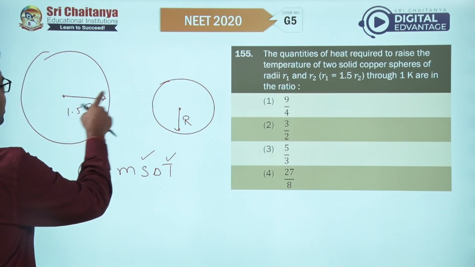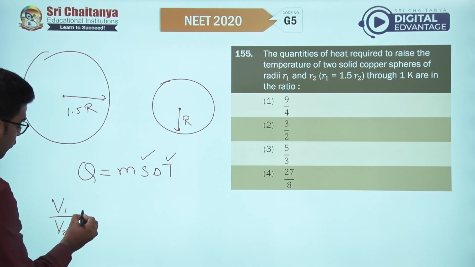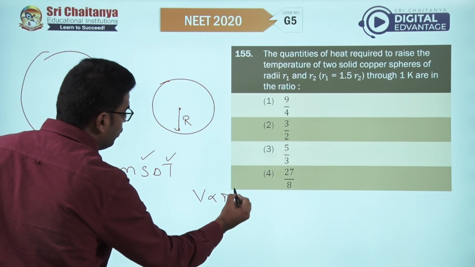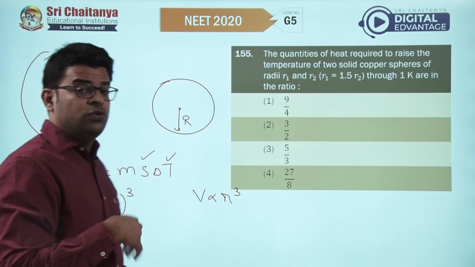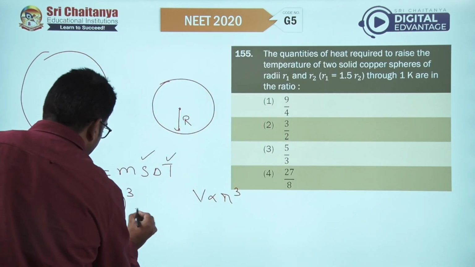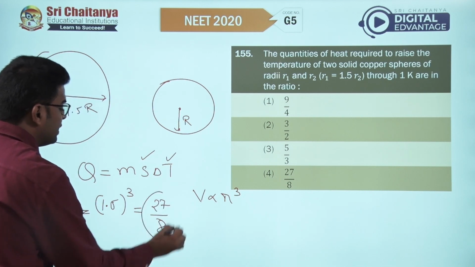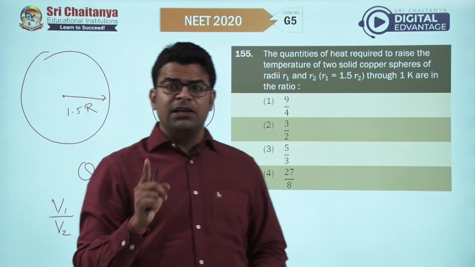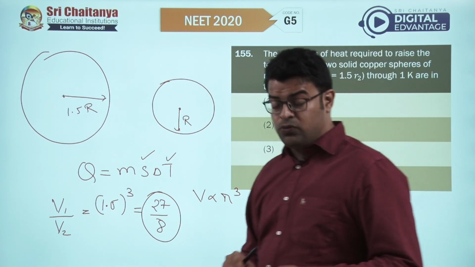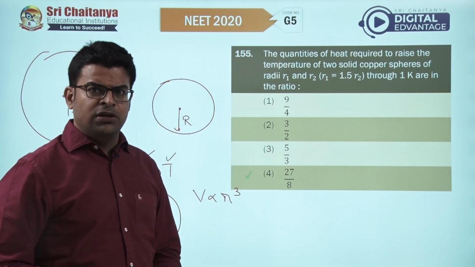Now since the radii are in ratio 1.5:1, the volume ratio, if I write V1 by V2, will be equal to 1.5 whole cube. Why? Because we know that volume is proportional to r cube. So if the radius is in ratio 1.5:1, then the volume ratio will be 1.5 whole cube. And 1.5 whole cube can be written as 3 by 2 whole cube, and 3 by 2 whole cube is 27 by 8. Since the masses of these two will be in ratio 27:8, to increase the temperature by same amount, the heat required will also be in the ratio 27:8, and 27:8 is given as fourth option. So the right answer here is option number 4.